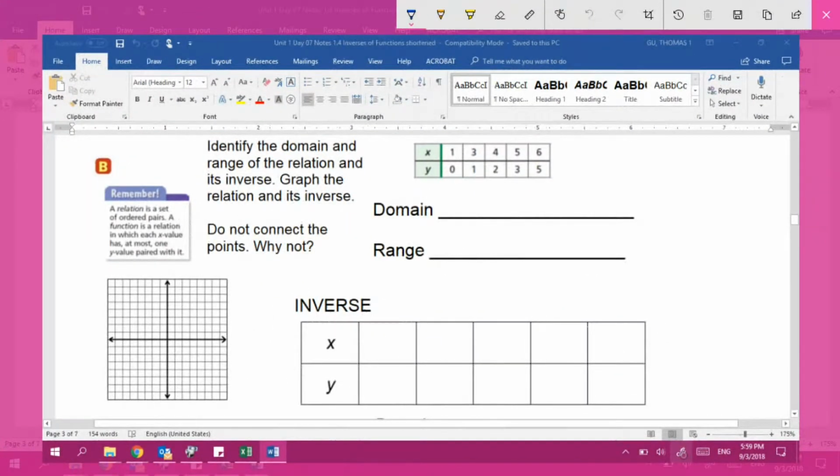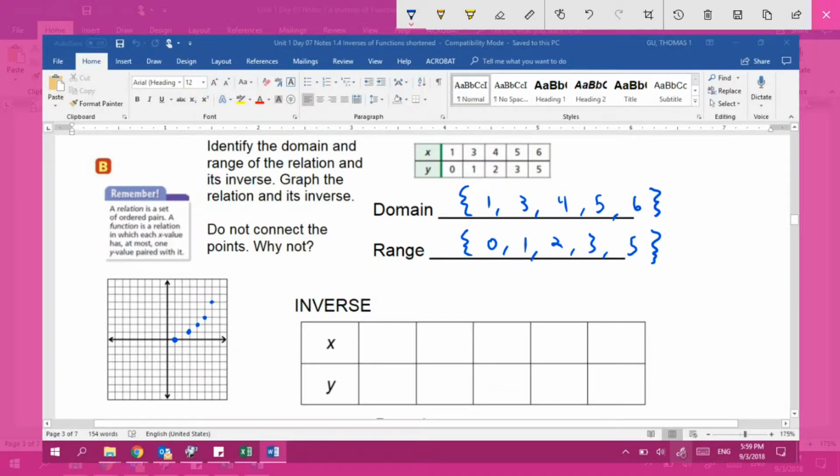So the domain and the range. The original domain of this relation right here is going to be, remember, bracket 1, 3, 4, 5, and 6. And the range of the original relation is going to be 0, 1, 2, 3, and 5. Those are just the X and Y values that we see up here. All right, so let's graph these points using the domain and range. So we've got 1, 0, which is right here. Then we've got 3, 1, 4, 2, 5, 3, and 6, 5, right there, okay?